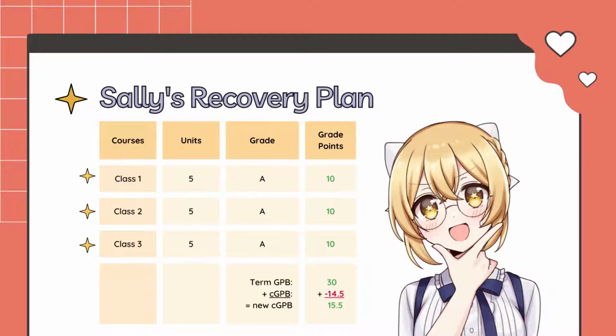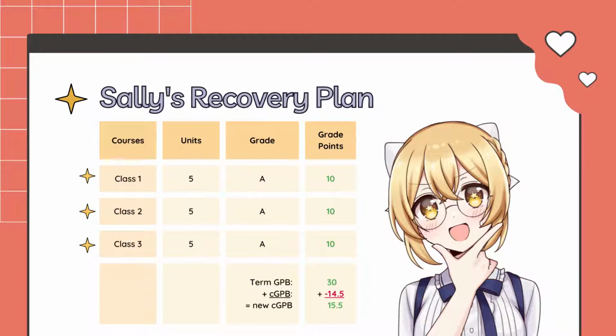As we know, good academic standing means that we have both a positive cumulative GPB and a positive term GPB. With these grades for the quarter, Sally would be back into good standing because both her term GPB and her cumulative GPB are in the positive.